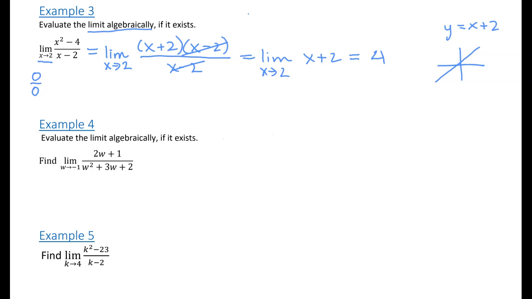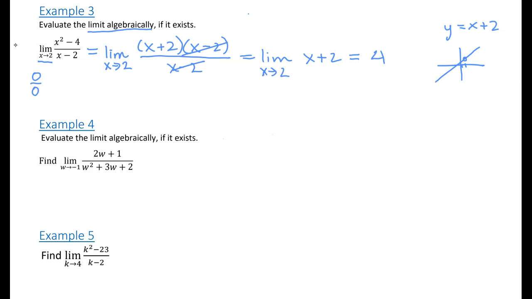But it has a hole in the graph at, what was it, 2, 4? And if we ignore that hole, we can easily find the value of the limit. So that's what we're really doing there. All right, let's try another one.